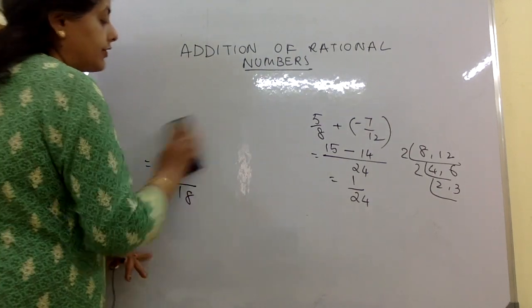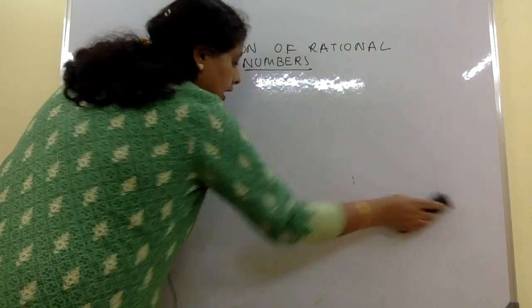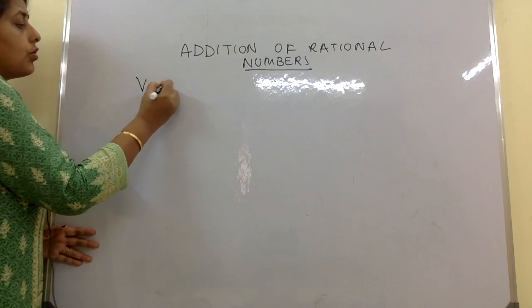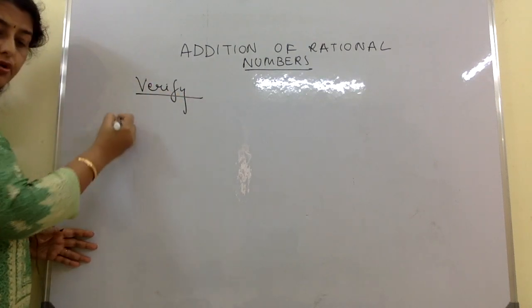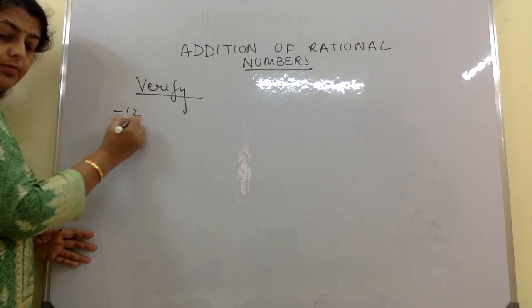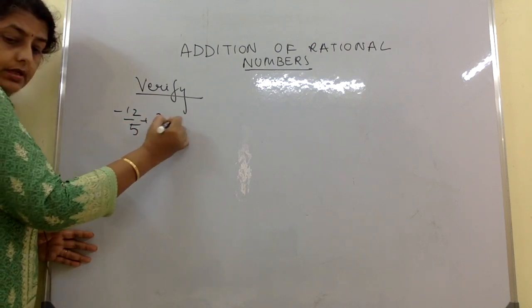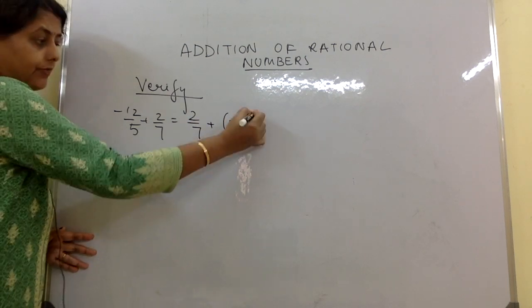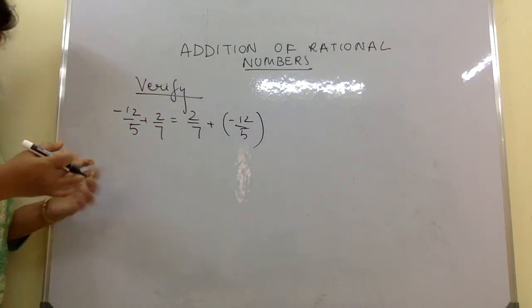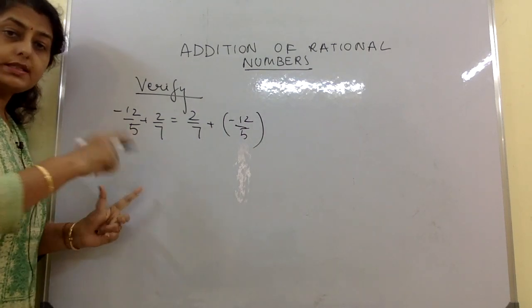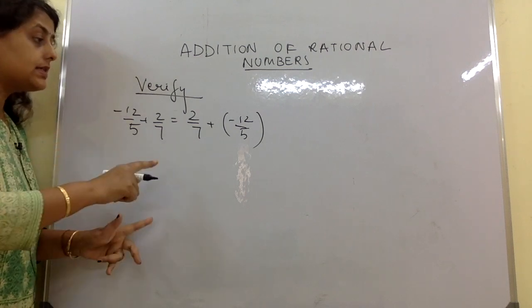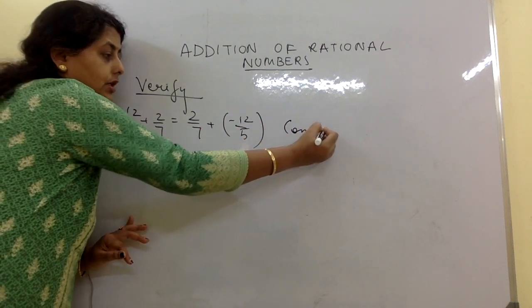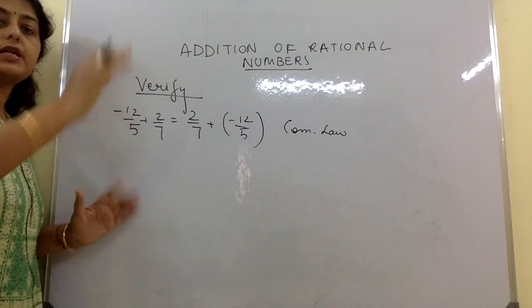Okay, now verify the following. Now the question comes like verification, and here there is a particular mistake everybody makes. Verify what? Now they are saying minus 12 by 5 plus 2 by 7 is equal to 2 by 7 plus minus 12 by 5. Now we need to verify this. If I ask you which law is it trying to suggest? It is suggesting the commutative law, right? We had learned the commutative law of addition of rational numbers.